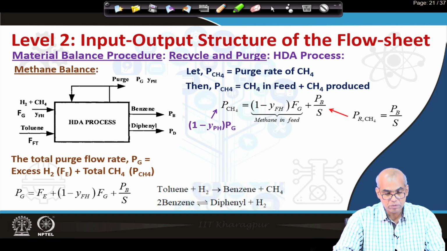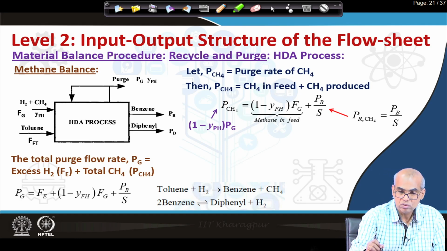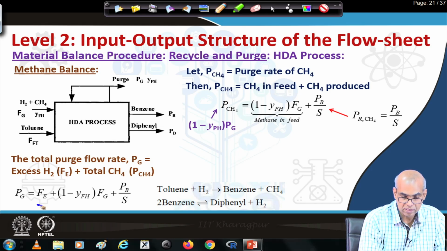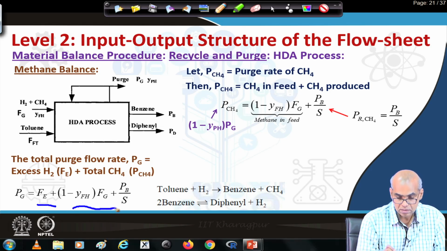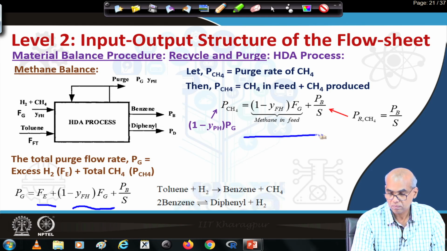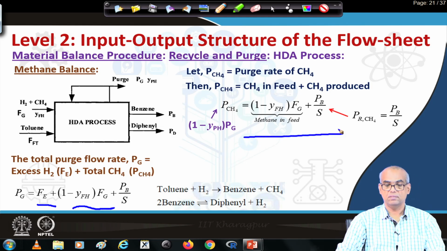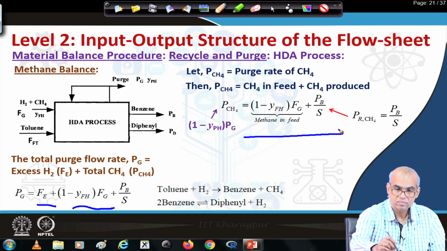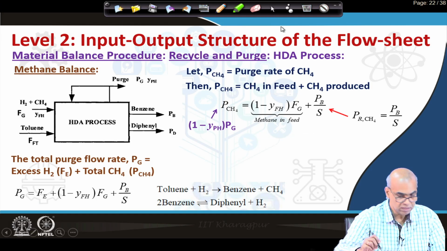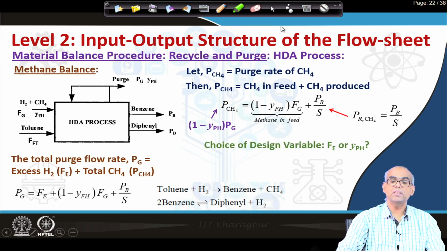So, now we have an expression for both. So, Fe, the excess hydrogen, plus the total methane in the purge rate. So, this gives me the methane balance.